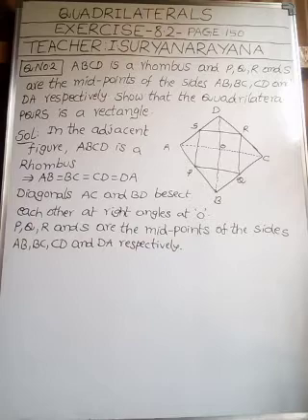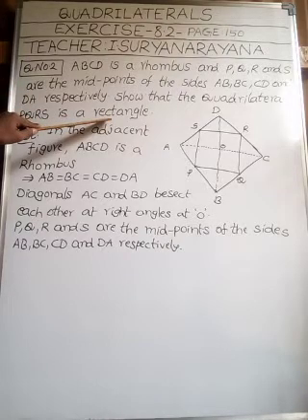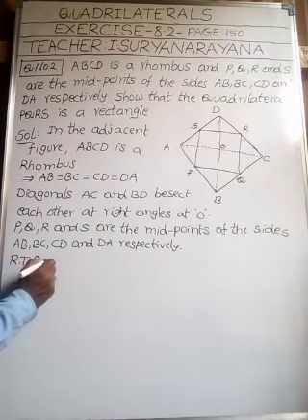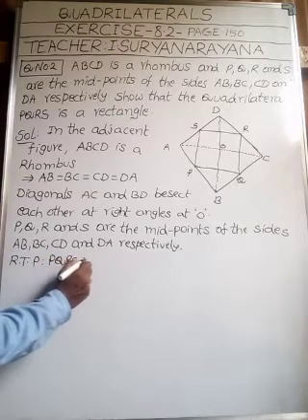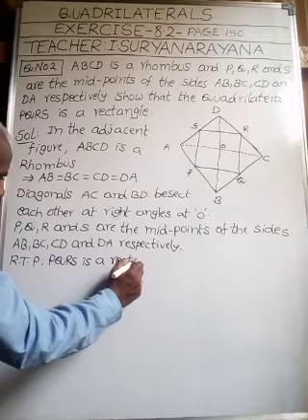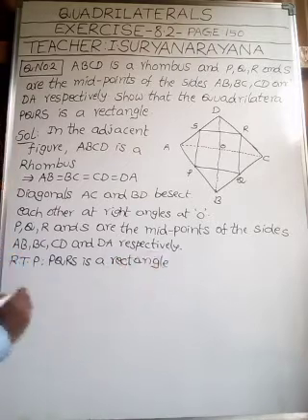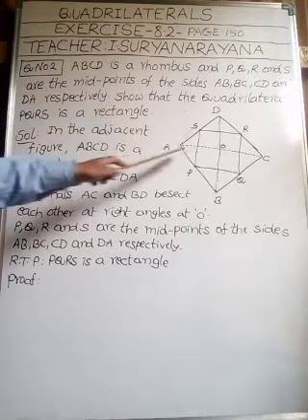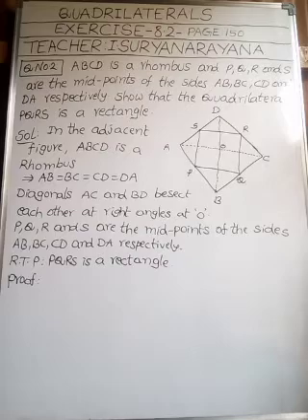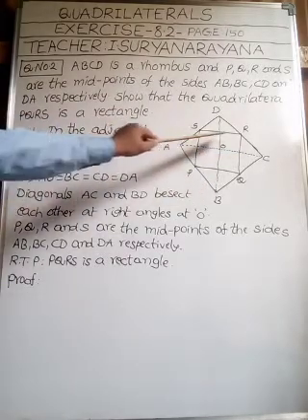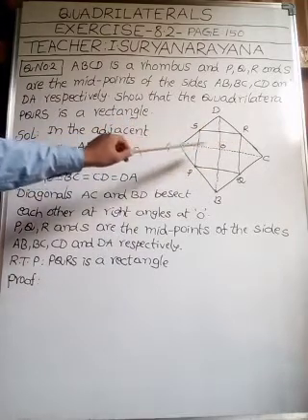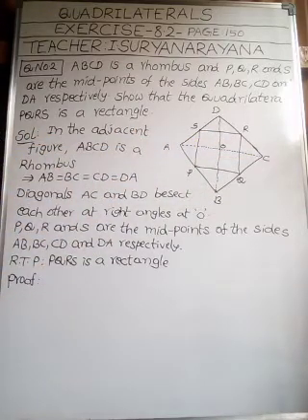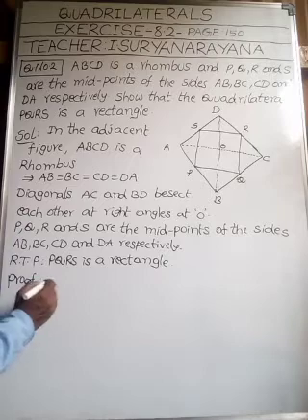Right. Now, what is to be proved? We have to prove that PQRS is a rectangle. Okay, my children. So let us take the triangle DAC. In triangle DAC, these two are midpoints of DA and DC respectively. Then automatically SR is parallel to AC and it is half of AC by the midpoint theorem. Isn't it, my children?